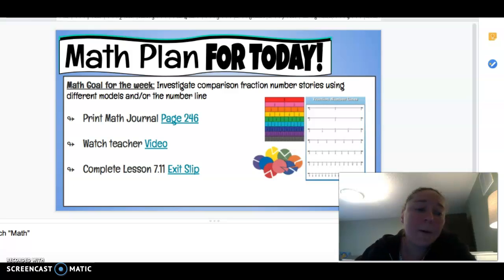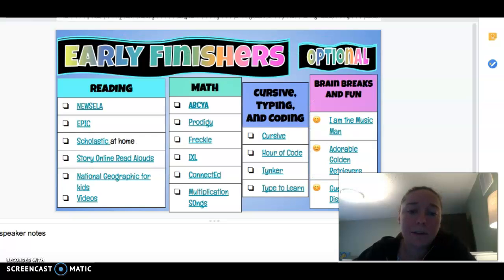I am not posting science for you this week because I really want you to focus on your tribes and have time to really do a nice job on your projects. But if you do want some other optional activities, there are some early finisher things on the last slide.